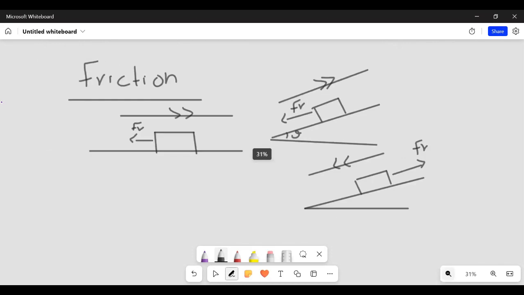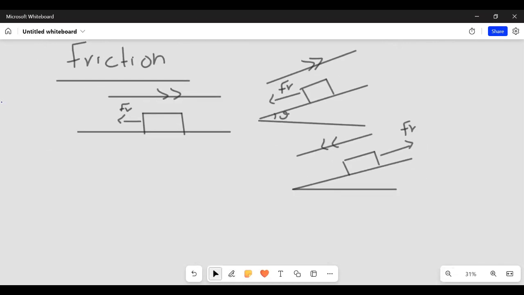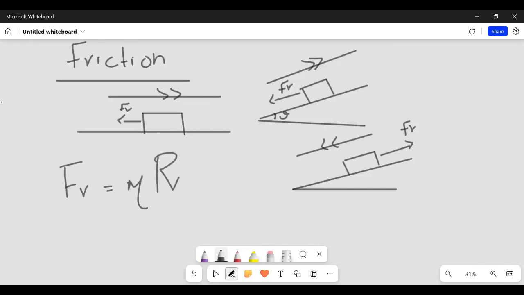So moving on, we might be using this formula to find friction. Fr, the friction equals to mu times R. Mu is something called the coefficient of friction. Its value depends upon the material of the surface.